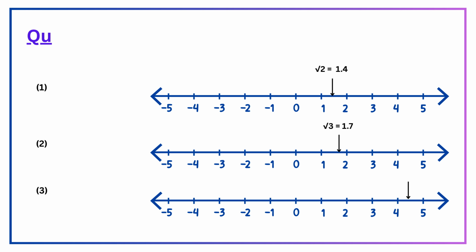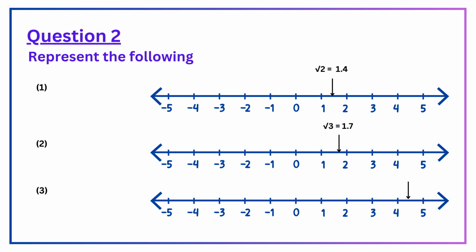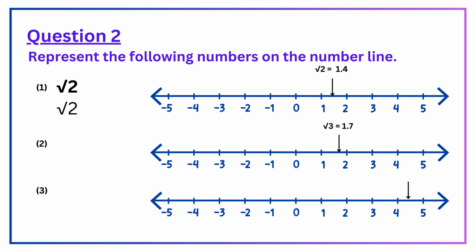Now, move to question number 2. Represent the following numbers on the number line. First is square root of 2. Square root 2 is equal to 1.4. To represent it on a number line, place an arrow between 1 and 2, 4 points after 1.